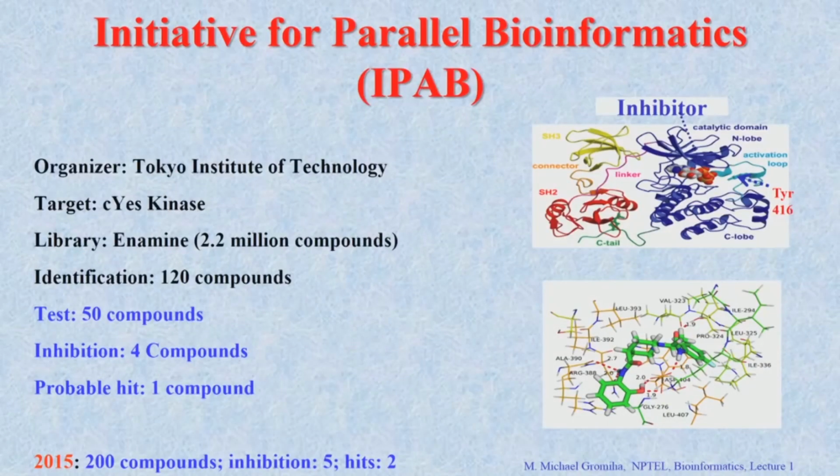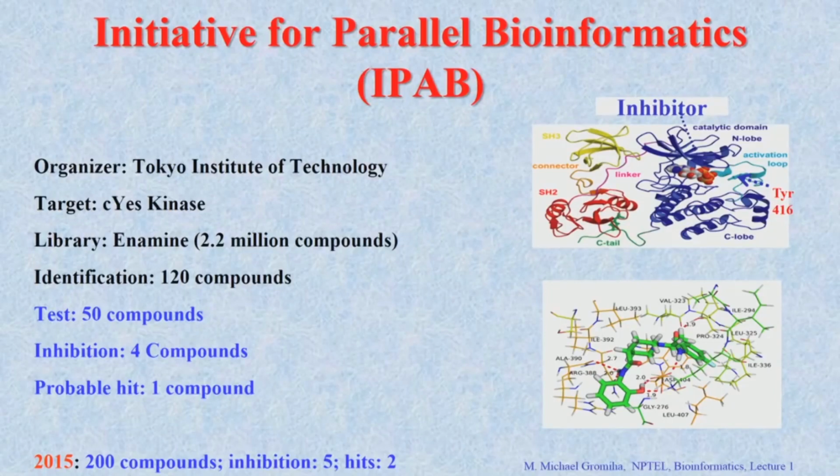Here I show one example of how we use virtual screening to understand drug design. So, I show an example here, this is the protein, the CS kinase protein. So, there are different domains. You can see one domain on the left side, that is the SH3 domain, SH2 domain, and here this is the tyrosine kinase domain, and here is the catalytic domain, and here is a phosphorylation site, the tyrosine 416, and this is the loop.